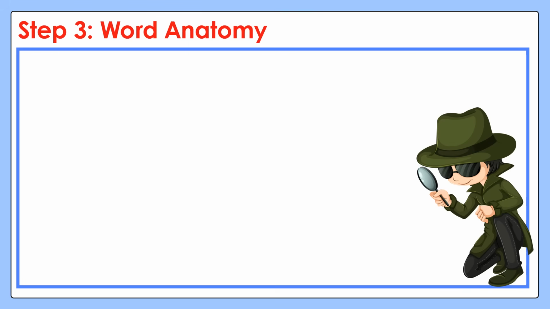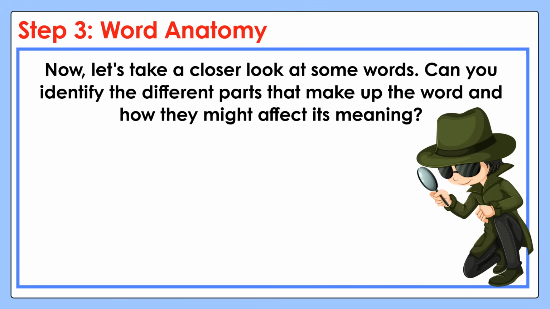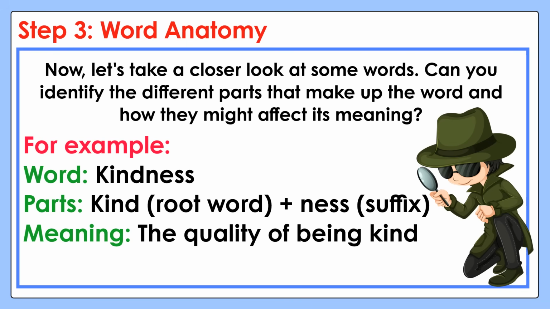Step 3, Word anatomy. Now, let's take a closer look at some words. Can you identify the different parts that make up the word and how they might affect its meaning? For example, the word is kindness. Parts: kind is the root word, plus ness is the suffix. The meaning is the quality of being kind.